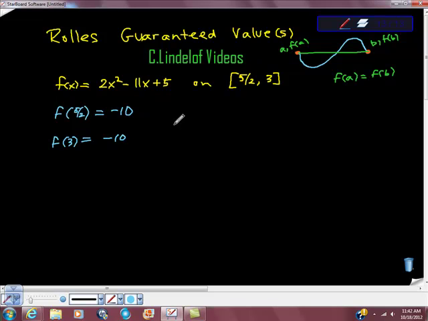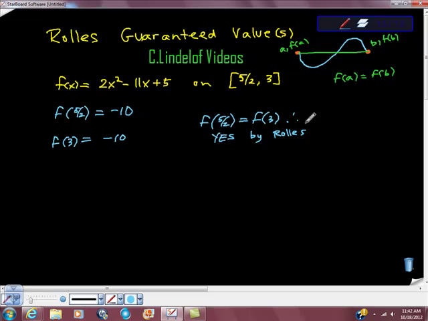So here we are taking the AP exam, right? So we want to hold hands with our reader, but not hug. We don't have time for hugging. So I am going to say f of, we can be even more specific, f of 5 halves is equal to f of 3. Therefore, yes, by Rolle's theorem.